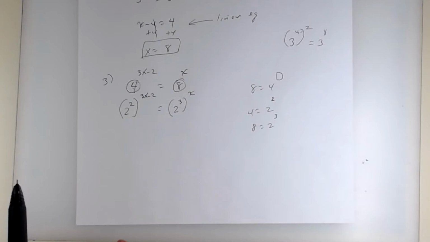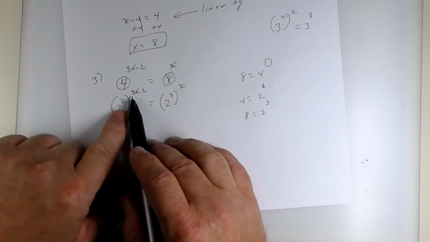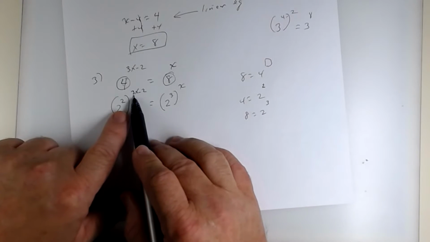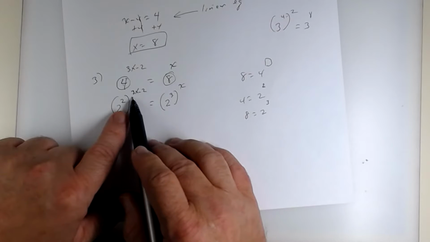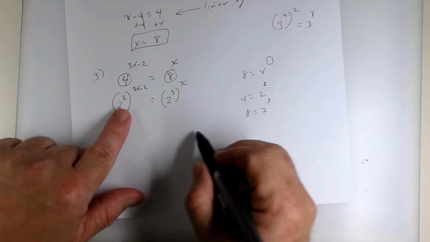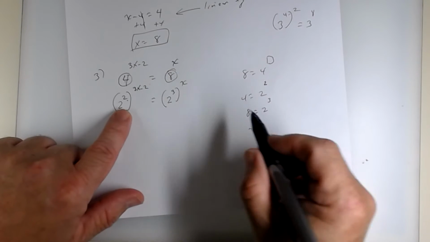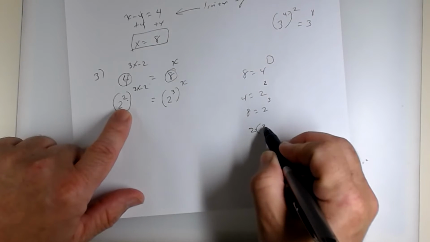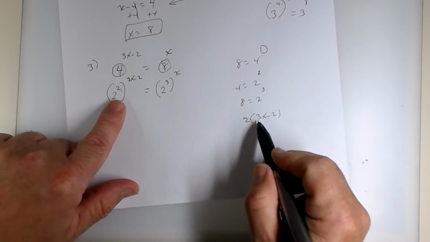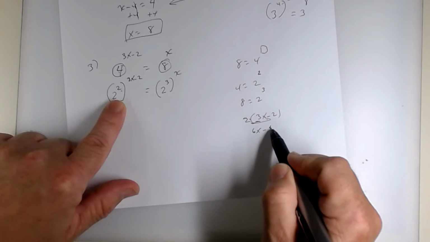Is that correct? No. I'm sorry, 6x minus 2 is what they would say. But it's really 6x minus 4. So what you need to remember is that this 2 is being multiplied by this binomial. So it's really 2 times 3x minus 2. And so when you distribute, this becomes 6x minus what?